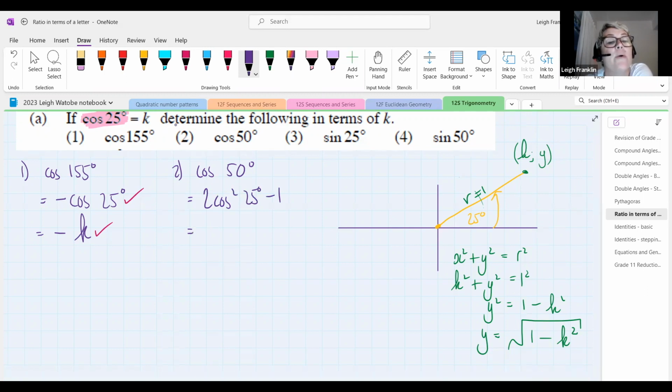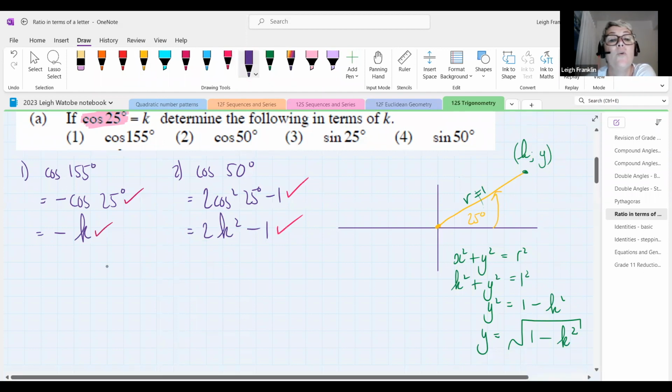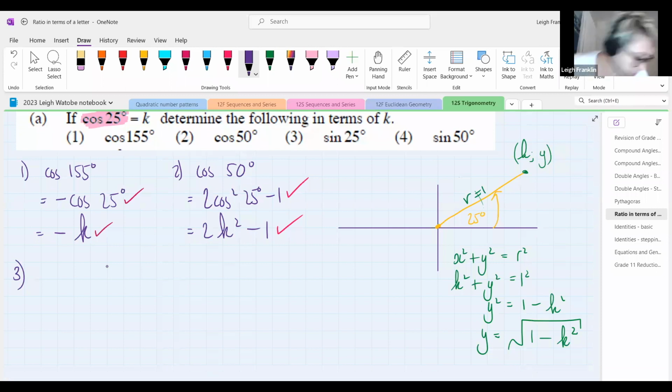And now we're going to go and sub in. Okay, so we know that the cos of 25 is k. So cos squared 25 would be k squared, so 2k squared minus 1, like so. And again, a mark for expanding and a mark for subbing in. All right, question 3 is actually the easiest out of all of these. We've actually already got the answer to this, the cos of 25.